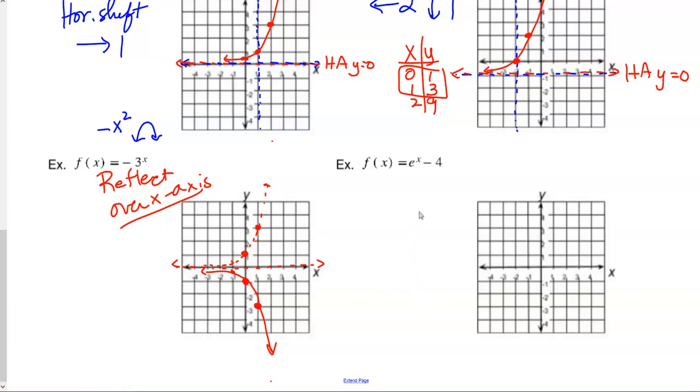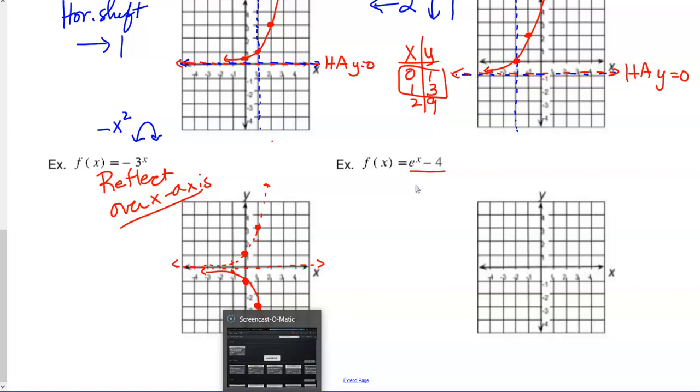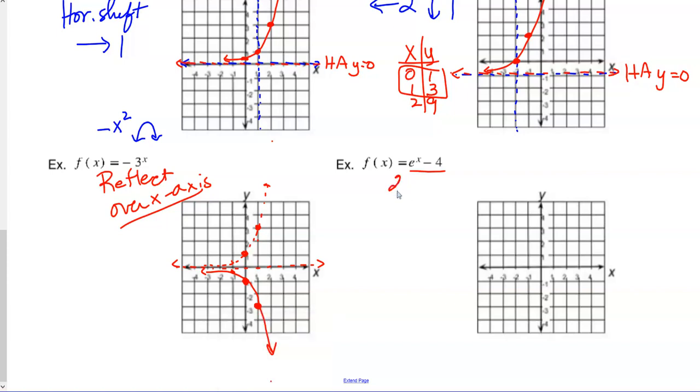Okay? All right, so this last one here is dealing with our natural exponential. So remember that was a base of 2.718. And so when I have a -4 here on the end of my function, this means we have a vertical shift down by 4 with that negative. So I'm going to have a vertical shift down by 4. So my new horizontal asymptote is here. My new origin basically kind of happens right here at 0, -4.